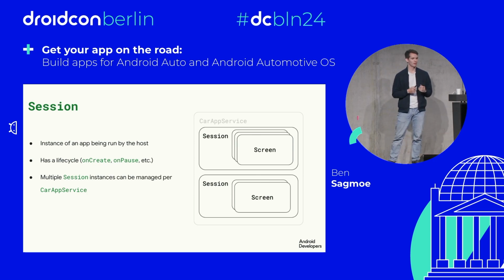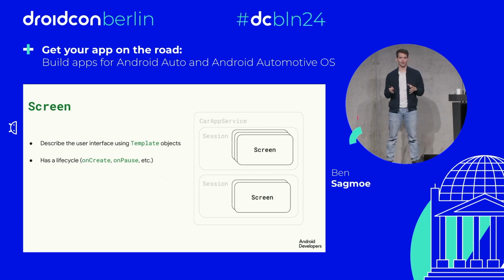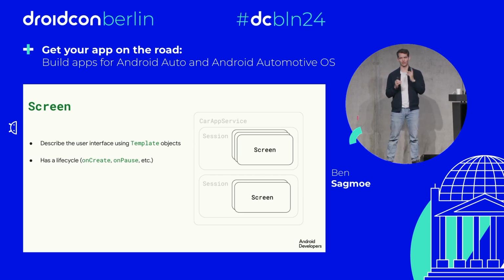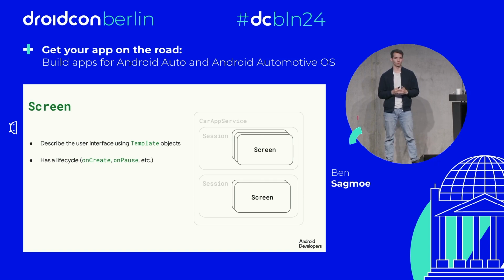Screen instances represent the individual parts of your app that get shown to the user. They manage UI by describing the UI you're going to show your users using different templates. I'll get to that in the next slide. Each of those templates specifies a type of layout or interaction format, and each screen describes how a template is composed. And again, as with sessions, screens have a lifecycle, so you can build and destroy resources as you need.